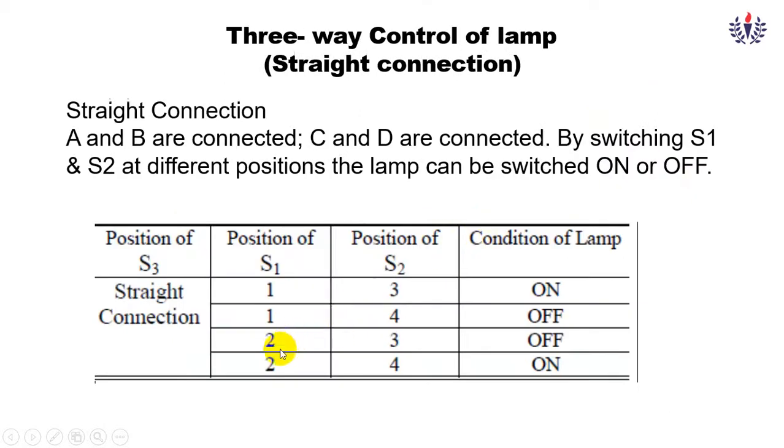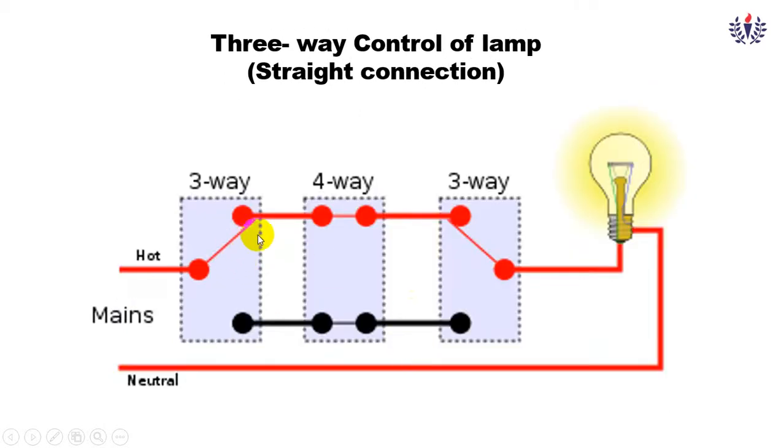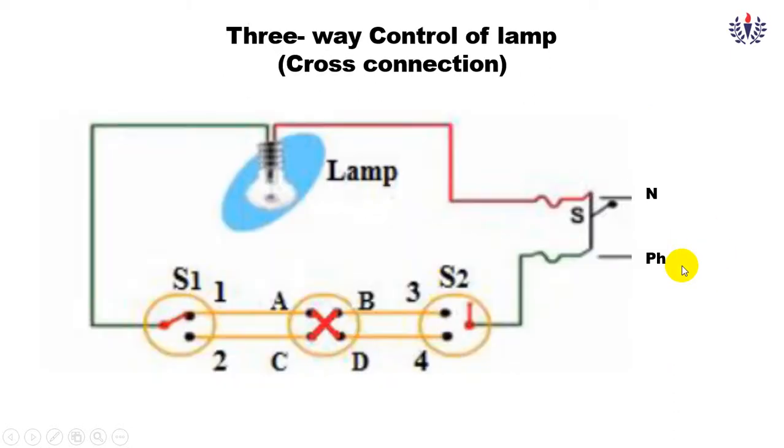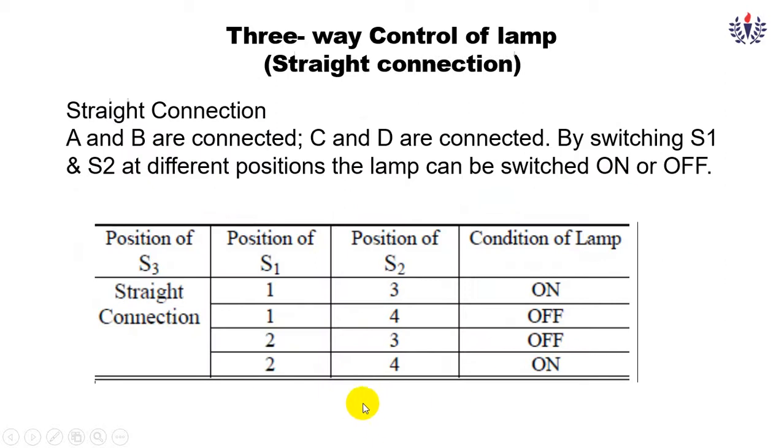Similarly, if the position is at 2 and the position at 3, so 1 and 4, 2 and 3, 1 and 4, 2 and 3 won't work properly. Similarly, we are taking the cross connection here. A is connected to D and C is connected to B. It gives the opposite for this table.